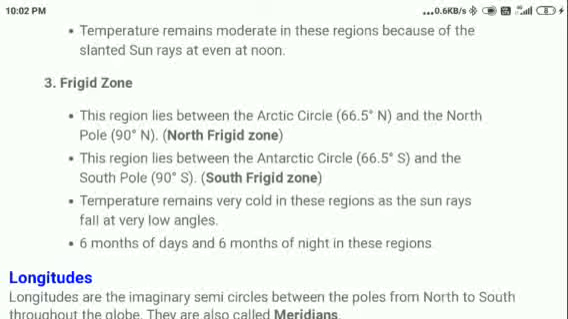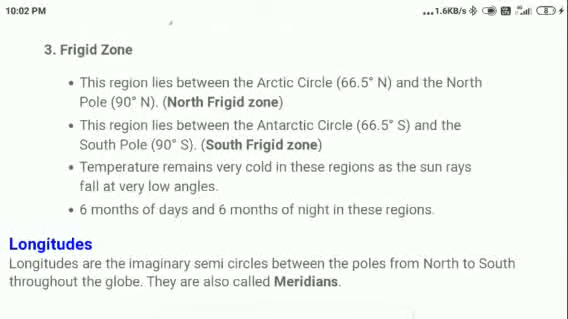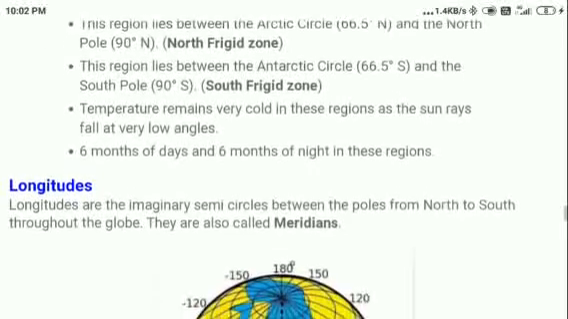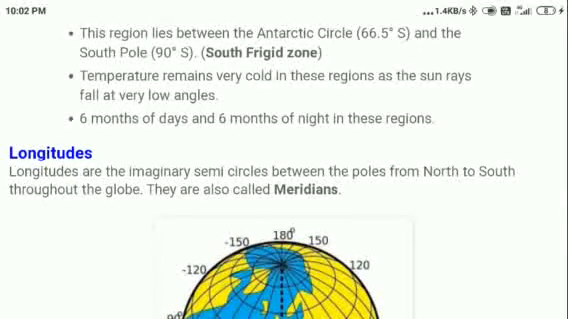Similarly, we talked about the frigid zone. They are very cold, and their range is between 66.5 to 90 in both directions. Similarly, we have the north frigid zone as well as the south frigid zone. And there, because of the tilted orientation of the earth, these frigid zones have 6 months of day or 6 months of night, and they do not see the sun for 6 months during the night.